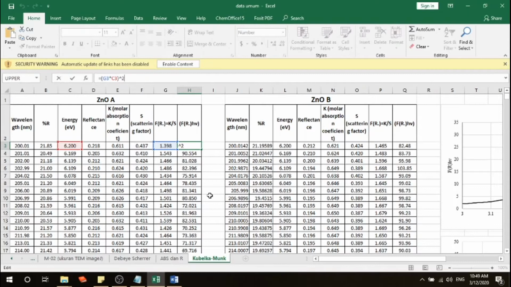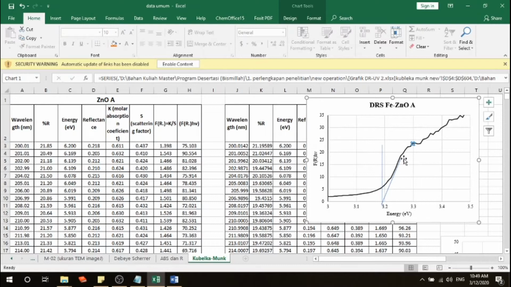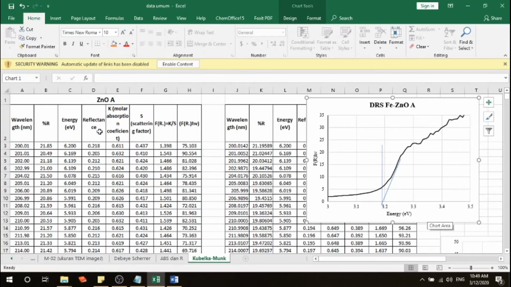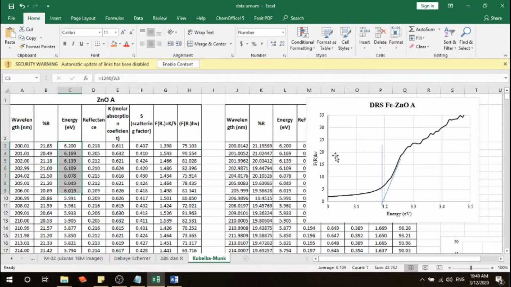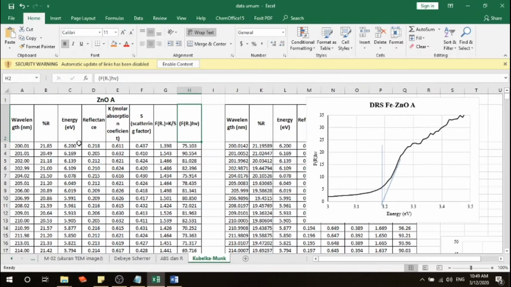So when we have this, we get another thing. In this equation, you just make sure we have the energy here, and then plot the energy against the F(R)hv squared. This is the energy on the x-axis and this is the y-axis. So I will take this and plot this.